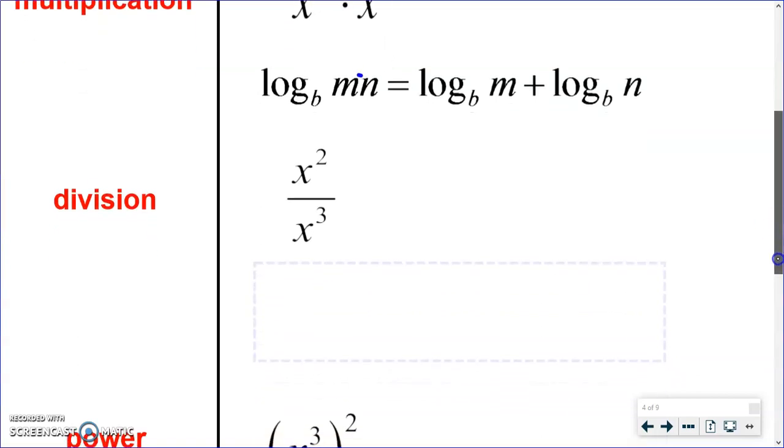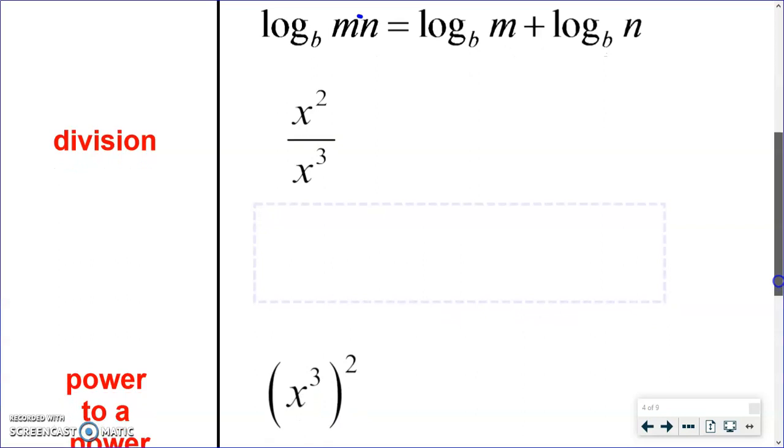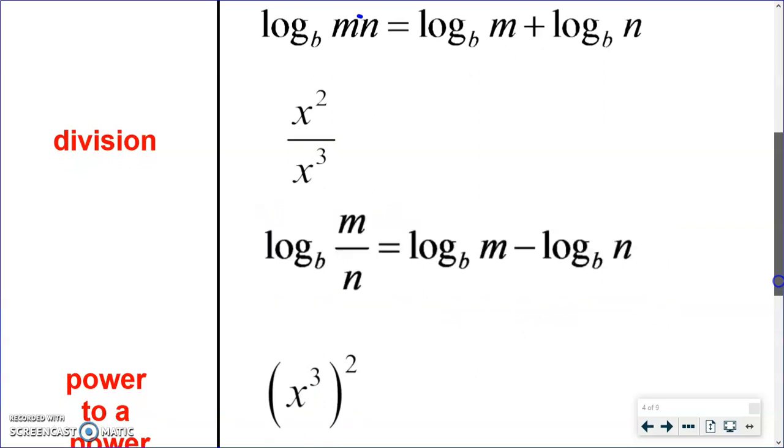And division, we know that we would subtract our exponents. So similarly, we would subtract our logarithms. So log base b of m over n would be rewritten as log base b of m minus log base b of n.